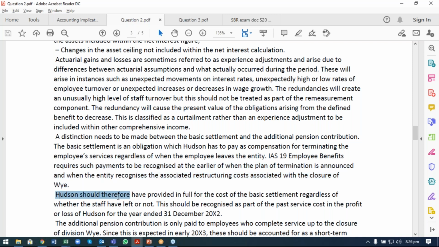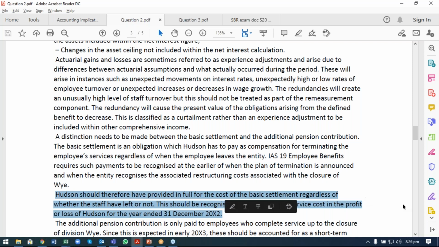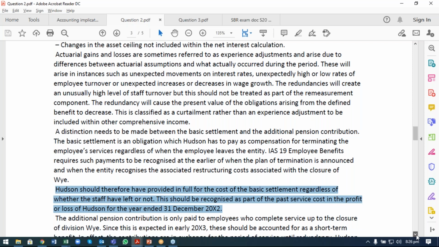Hudson should therefore provide in full for the cost of the basic settlement, regardless of whether the staff have left or not. This should be recognized as part of the past service cost component in the profit and loss account of Hudson for the year ended 31st December 2002. Is it clear? This should be recorded.